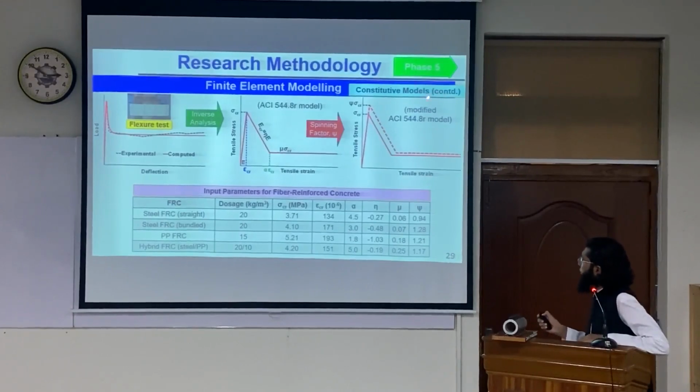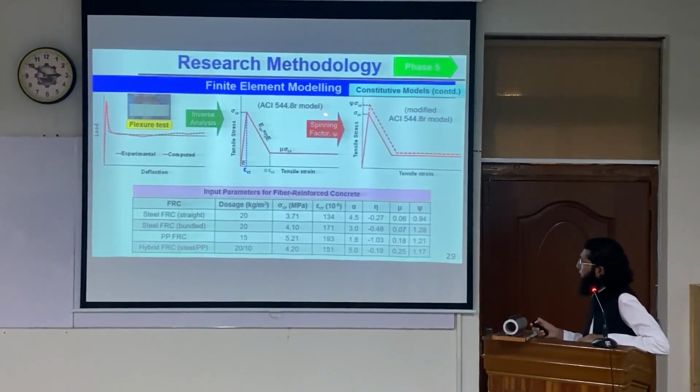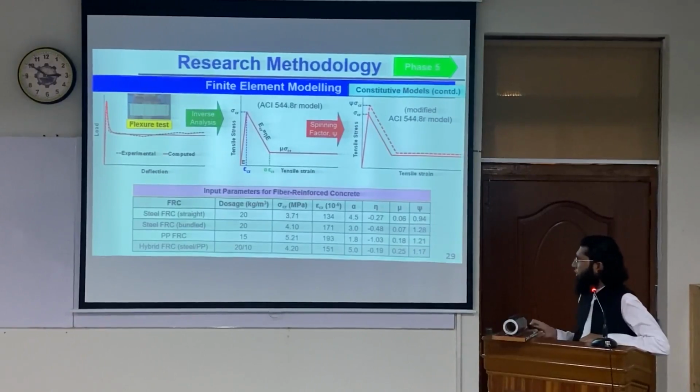And for the fiber-reinforced concrete, the ACI 544.8R model was used, and accordingly inverse analysis from the flexure test was applied to this model, and then a spinning factor was introduced. So this summarizes the parameters used to define these constitutive models.